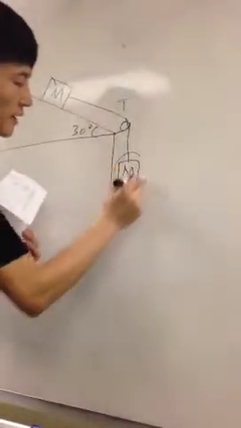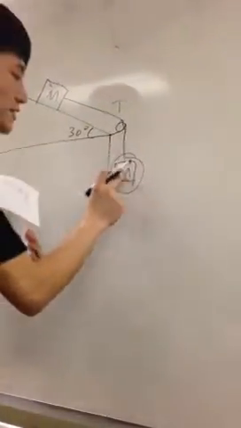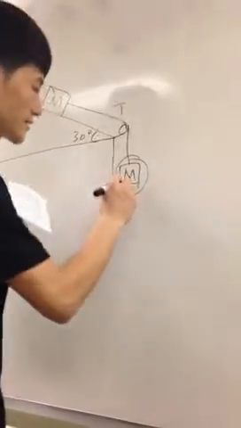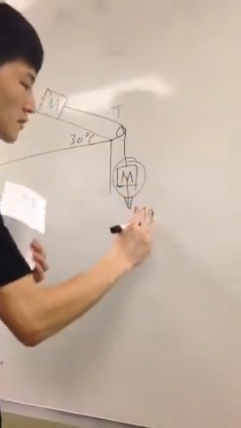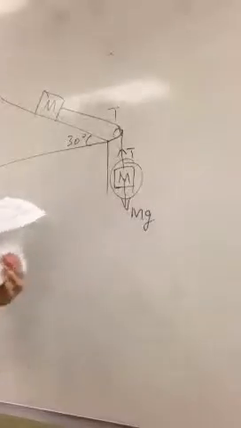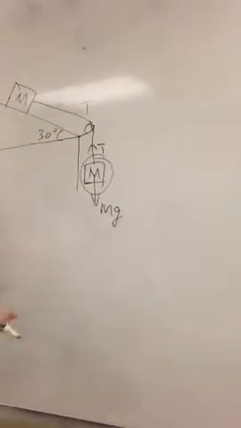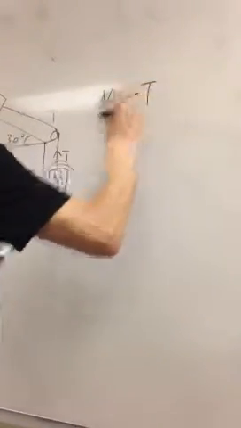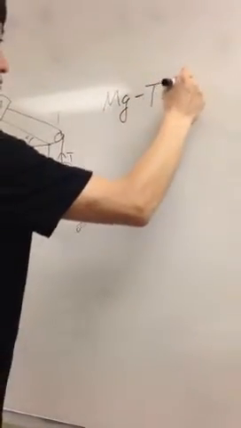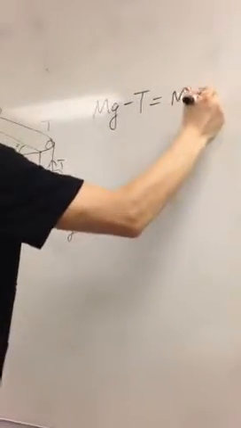So we can look at this the same way. Look at this object first. It has gravity and then the tension, right? And for sure, the whole system will move downward. And then we can say the total force will be equal to MA.